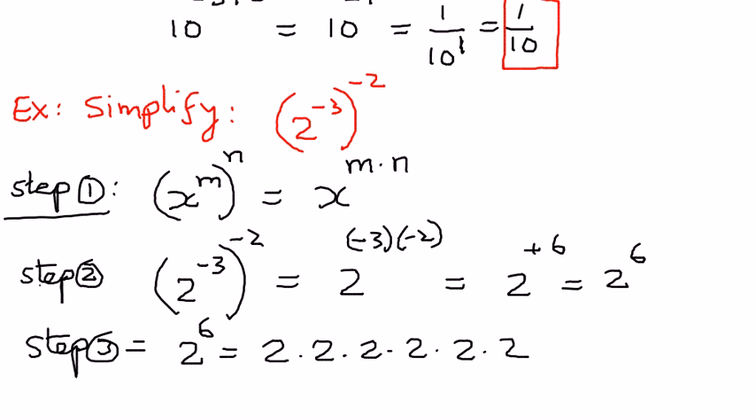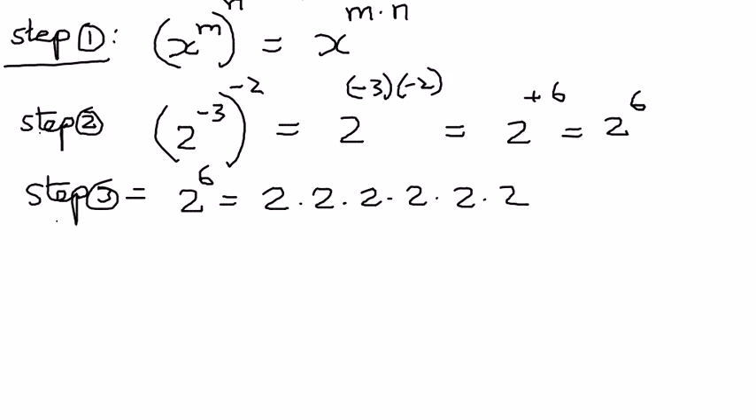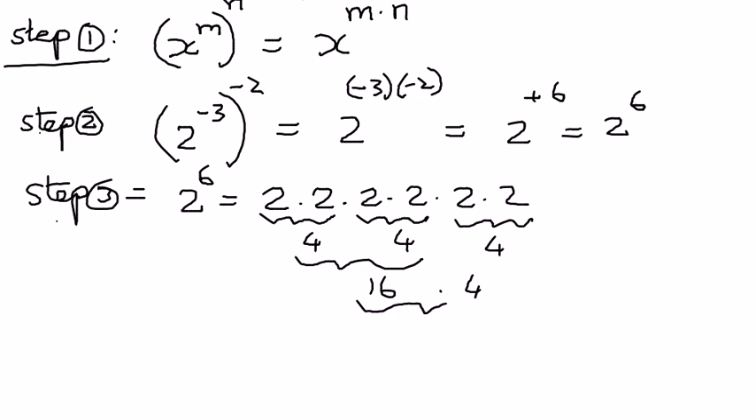So therefore we can then come back and simplify this. 2 times 2 is 4. 2 times 2 is 4. 2 times 2 is 4. 4 times 4 is 16. 16 times 4 is 64. So therefore 2 to the power of 6 is 64.